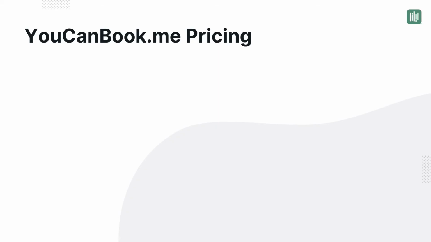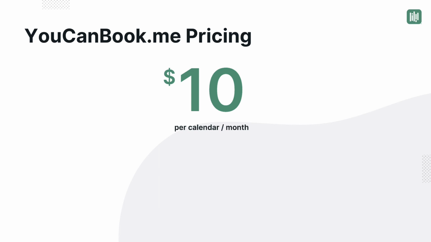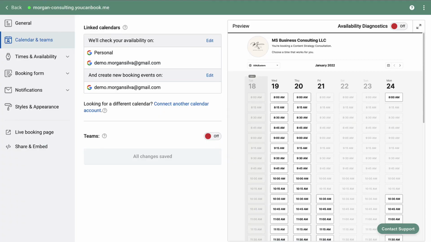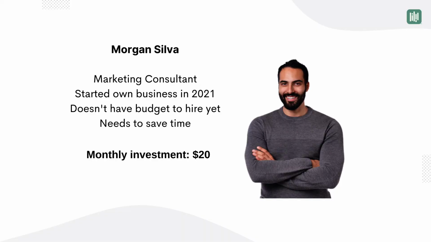So how much does this functionality cost? Our pricing is $10 per calendar per month. We also offer discounts for 12-month and 24-month commitments. In this live demo, as you'll remember, we were checking two calendars in Morgan's account for conflicts. So he's looking at a monthly investment of $20.